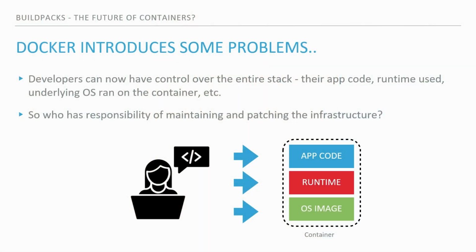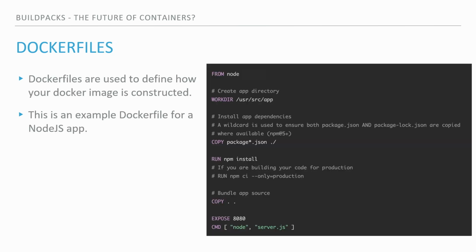Some of the problems it introduces, which we briefly touched on, is that developers now have the ability to outline their entire stack, so not only their application code, but their runtime and also the underlying operating system. But when you speak to developers, we don't really look too much in detail into the actual underlying things that are happening. So if you ask someone what operating system is actually used for your Docker container, they might not be able to answer. Touching on Dockerfiles, it's a way to outline how your Docker image is constructed.